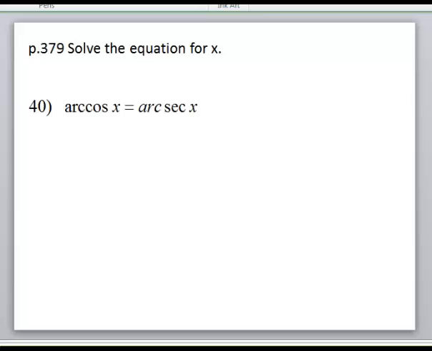I'm going to do another one of those where I solve for x. This time I've got arc cosine and arc secant on both sides. So I want to get rid of one of those two. The way I'll do this is I'll get rid of the arc cosine by putting the cosine on both sides.